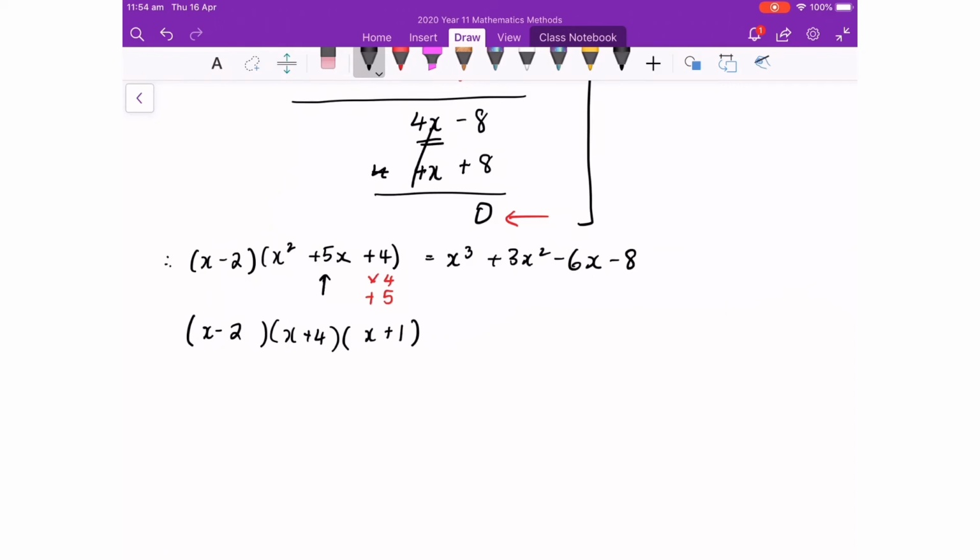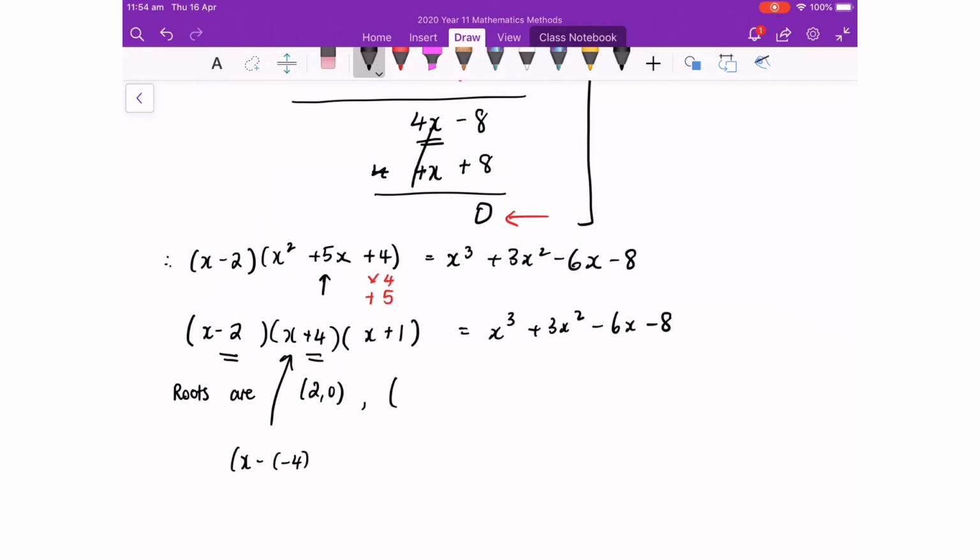Now we have just successfully factorized the cubic function so that now it's in root form. And now that it's in root form, I can figure out what my roots are. So my roots are at 2, 0. My other root is at negative 4, because remember that this is the same as x take negative 4, because we want it to be that negative in there. So this is actually negative 4, 0. And we've got negative 1, 0.